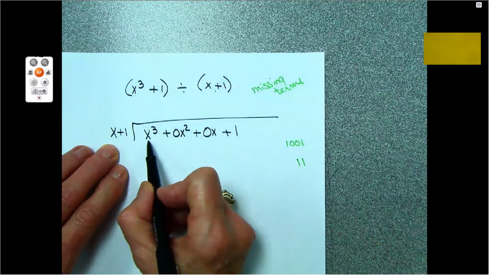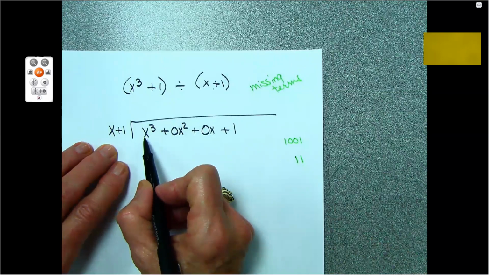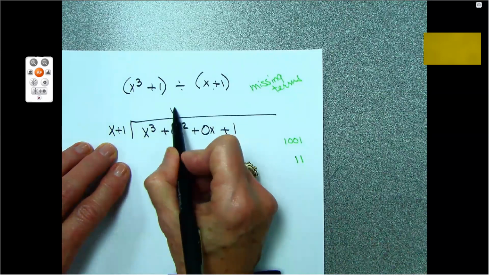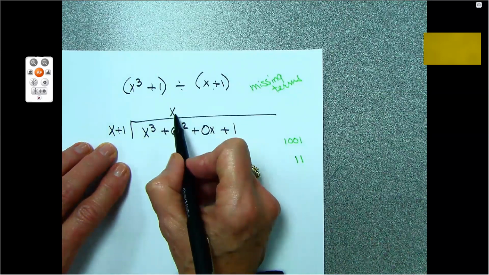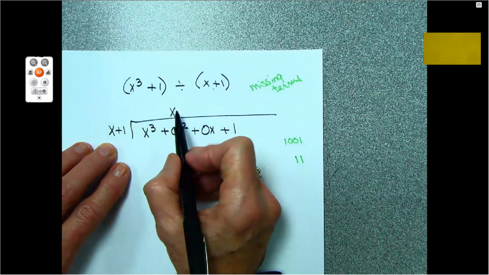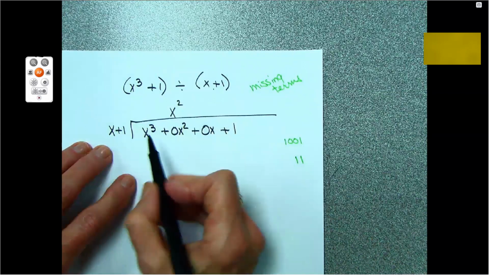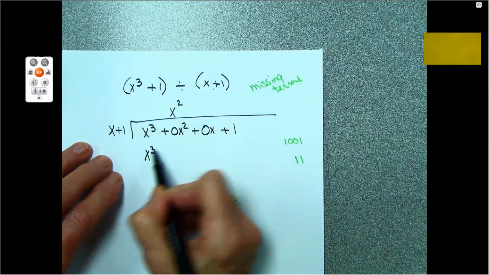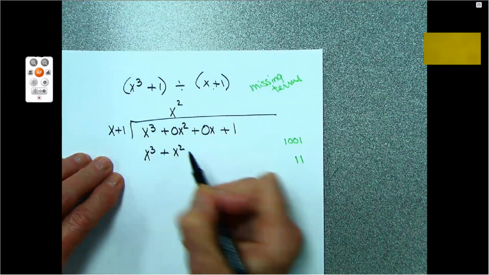So x goes into x cubed how many times? X times what is x cubed? X squared. X squared times x would be x cubed. So we got that. And x squared times 1 is plus x squared.